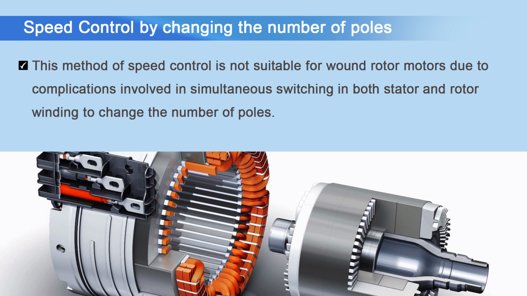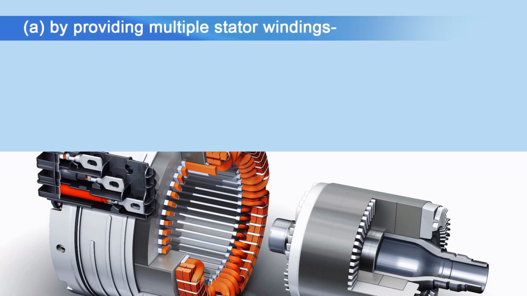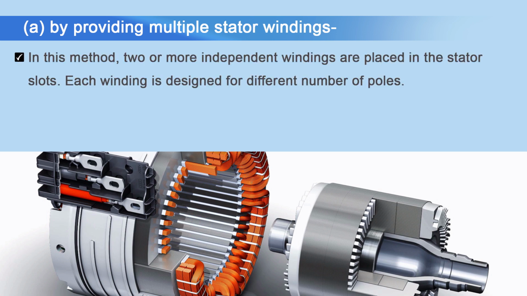So, this method is not suitable for wound motor due to complications involved in simultaneous switching in both stator and rotor winding to change the number of poles. The number of pole pairs in stator can be changed as follows. Number one, by providing multiple stator windings. In this method, two or more independent windings are placed in the stator slots.